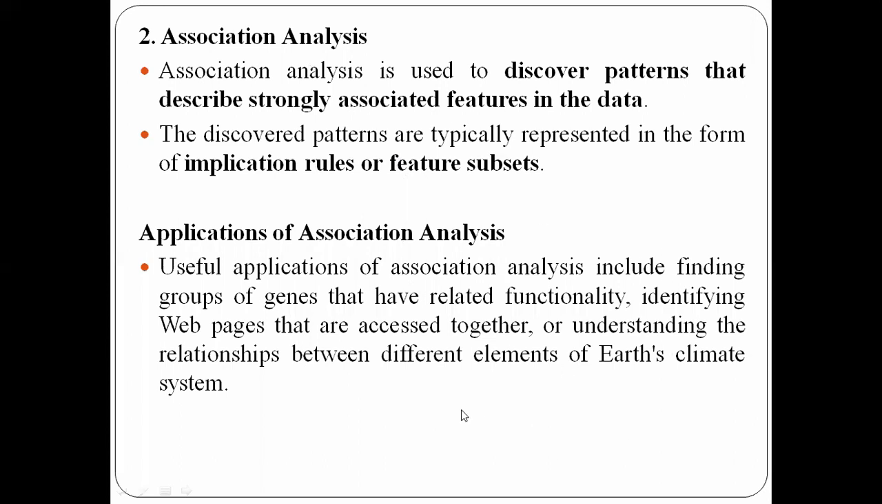Association analysis is used to find groups of objects which have similar features. Normally it is used in the medical field to find groups of genes that have related functionality. If two or more genes are related to each other in functionality, they can be found with the help of association analysis.